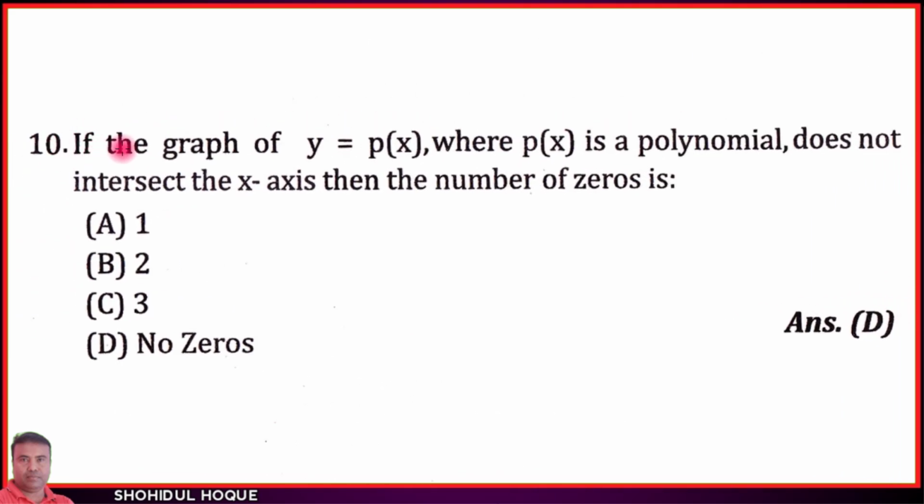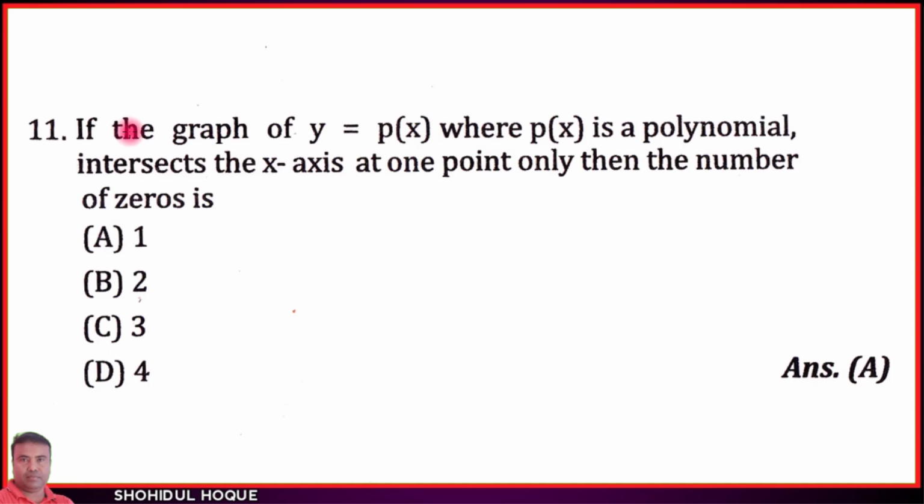Next question number 10. If the graph of y equal p(x), where p(x) is a polynomial, does not intersect the x-axis, then the number of zeros is option A 1, option B 2, option C 3, option D no zeros. Correct option D, no zeros. If it does not intersect the x-axis, then there will be no zeros.